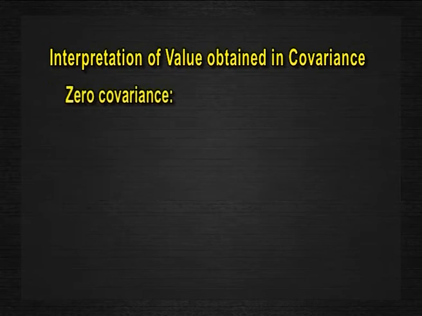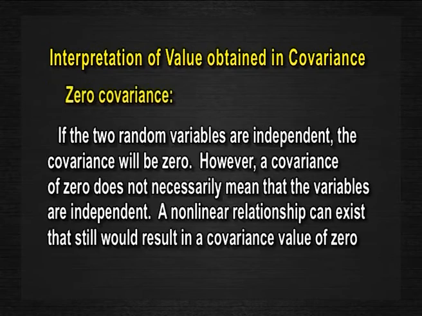Now, next is zero covariance. If the two random variables are independent, the covariance will be 0. However, a covariance of 0 does not necessarily mean that the variables are independent. A non-linear relationship can exist that still would result in a covariance value of 0.